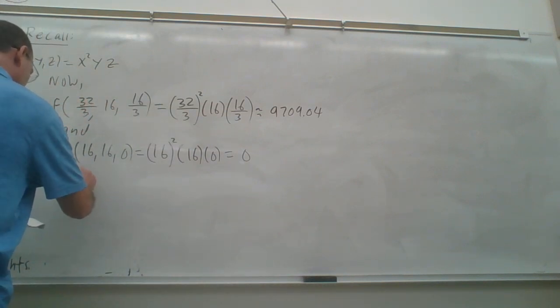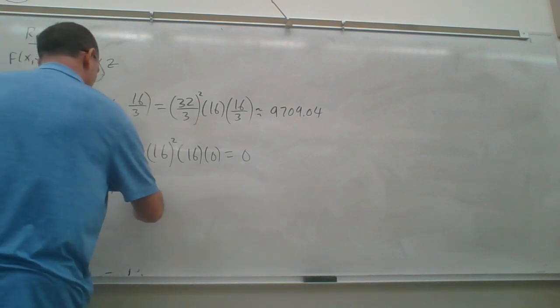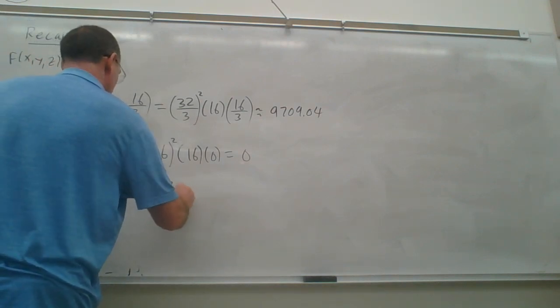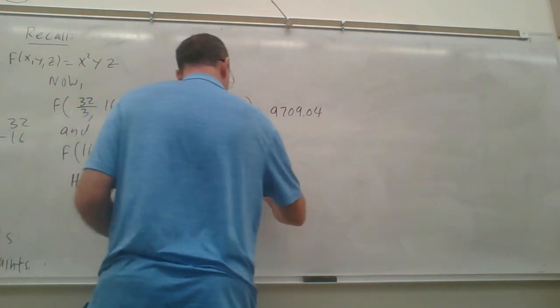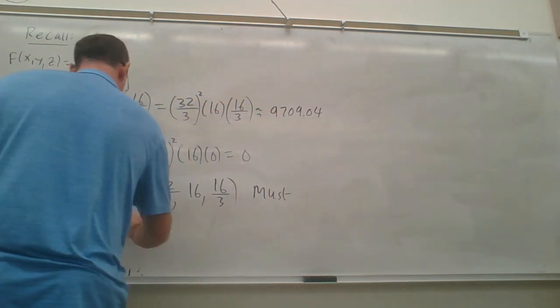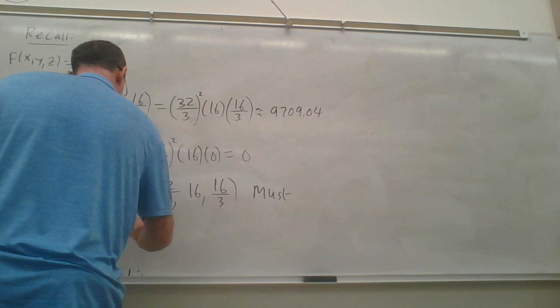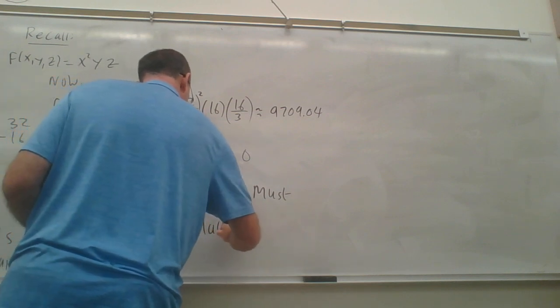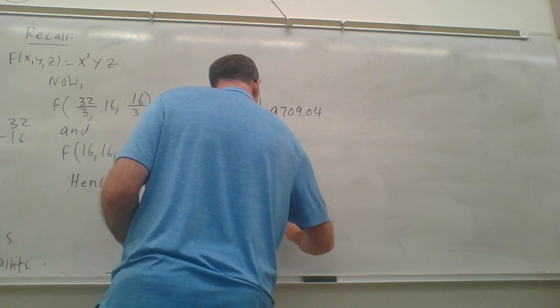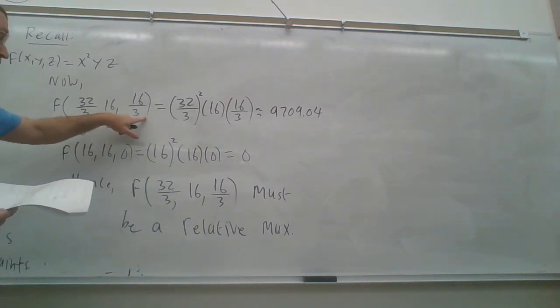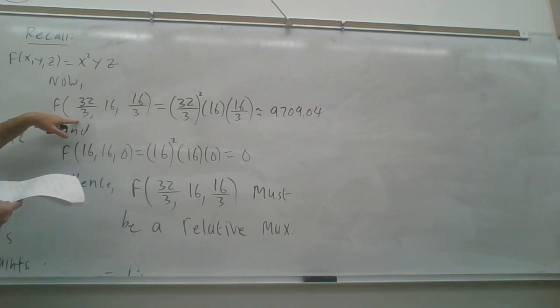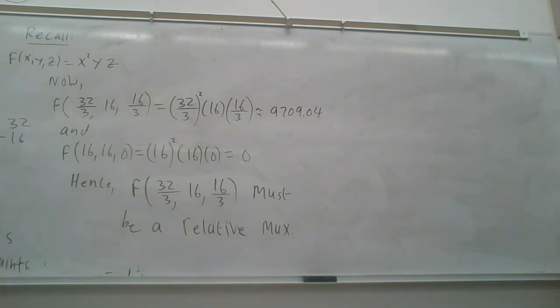So hence, f of 32 over 3, 16, 16 over 3 must be a relative max. So whenever you have just one point from Lagrange multipliers, like this one where we found just one answer, we're going to have to compare it with a test point to decide whether it's a max or a min.